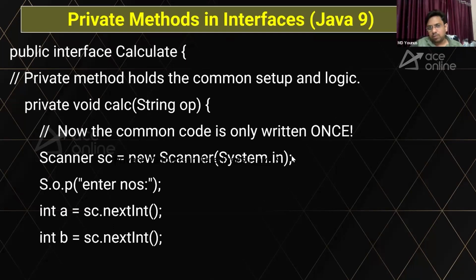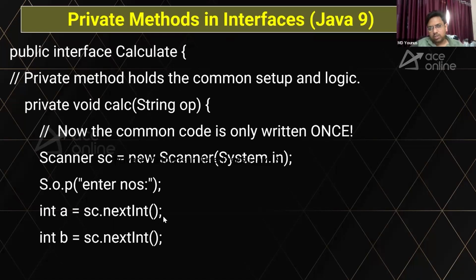How will our private method look like? I'm using private, and we are using the return type, the name of the method, that helper method, and we will be providing the option. Because here I'll be selecting whether to add or to subtract or to multiply, so I need some input for that. So I'm taking that as an argument and writing the common logic here inside this private method.